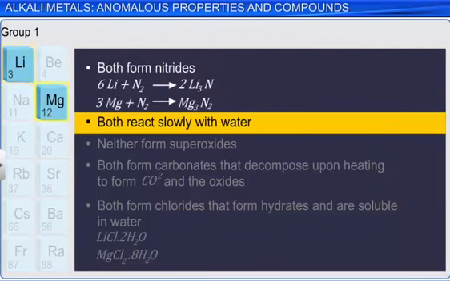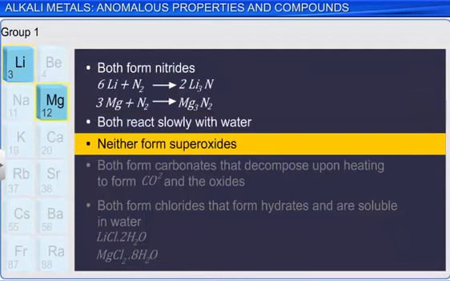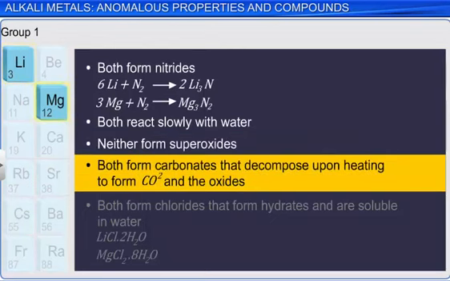There are two other similarities worth mentioning about these two metals. First, their carbonates, when heated, decompose to form a metal oxide and carbon dioxide. Both the metals form water-soluble chlorides that are found as hydrates.